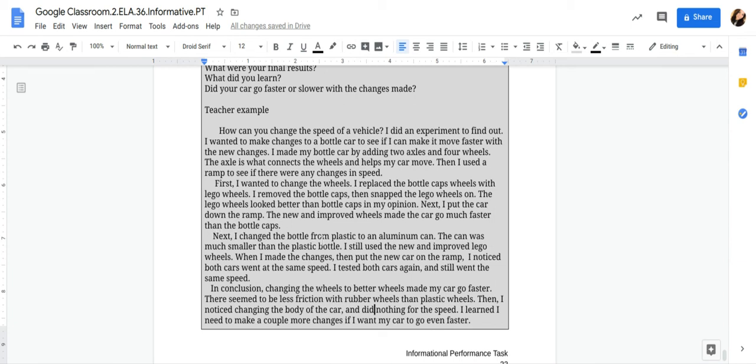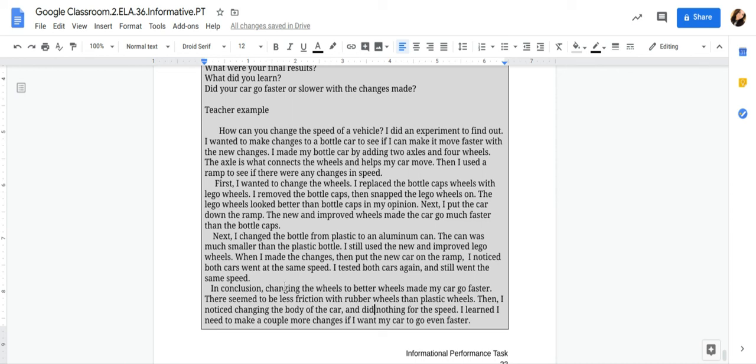Next, I changed the bottle from plastic to an aluminum can. The can was much smaller than the plastic bottle. I still used the new and improved Lego wheels. When I made the changes, then I put the new car on the ramp. I noticed both cars went at the same speed. I tested both cars again and they still went the same speed.